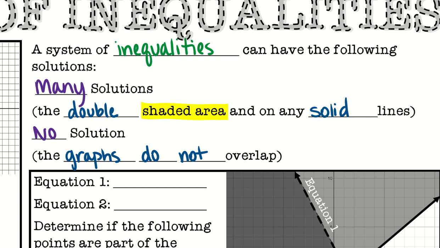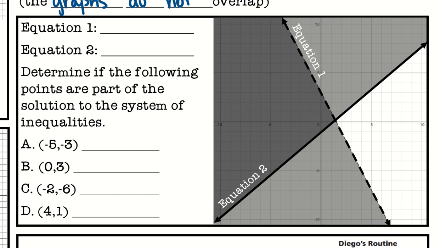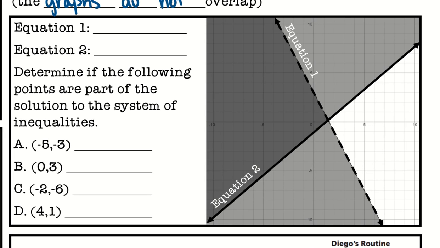There could also be no solution. If the graphs do not overlap at all or have any points in common, then that would be an example of no solution. So first up, we're going to look at this graph and we're going to write the equations of these two inequalities, and then we're going to determine whether these points would be solutions or not.